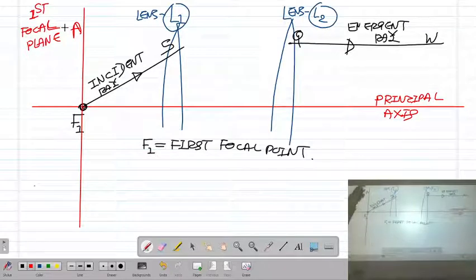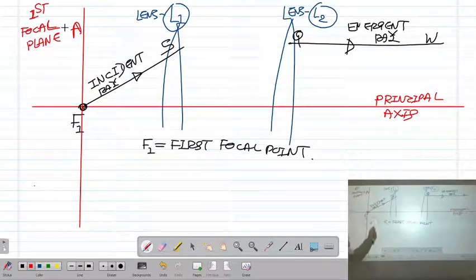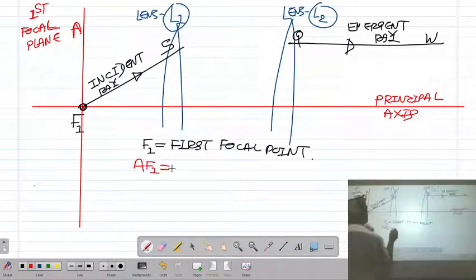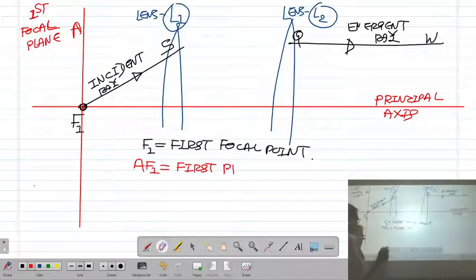So I have considered one plane AF1. The plane AF1 is passing through the first focal point F1 and perpendicular to the principal axis. So this AF1 is called the first focal plane.